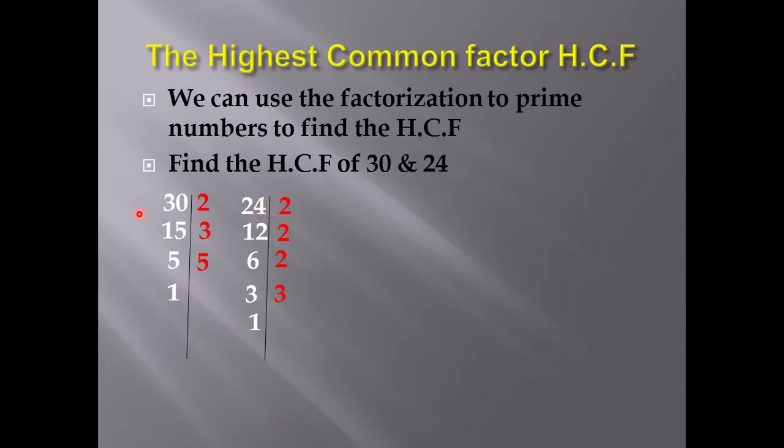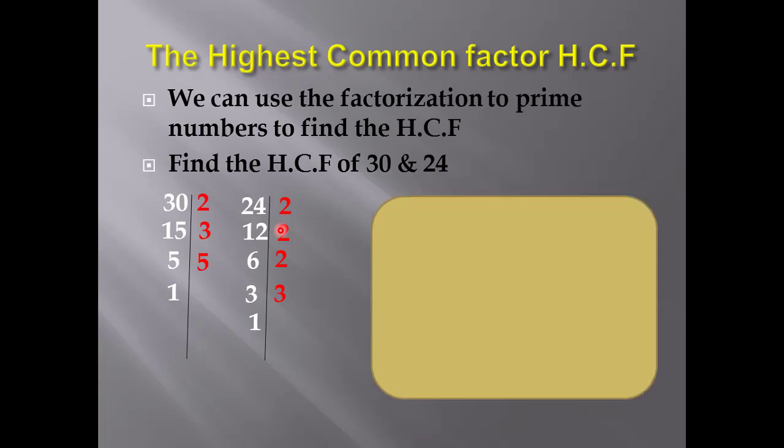Now we want to write the factors of 30 and the factors of 24 in order. And we will write the similar numbers in the same column. So we have 30, 2 times 3 times 5. Okay, 3 and 5 are moved away because we want to write the similar numbers in the same column. Now we have 24, 2 times 2 times 2 times 3.